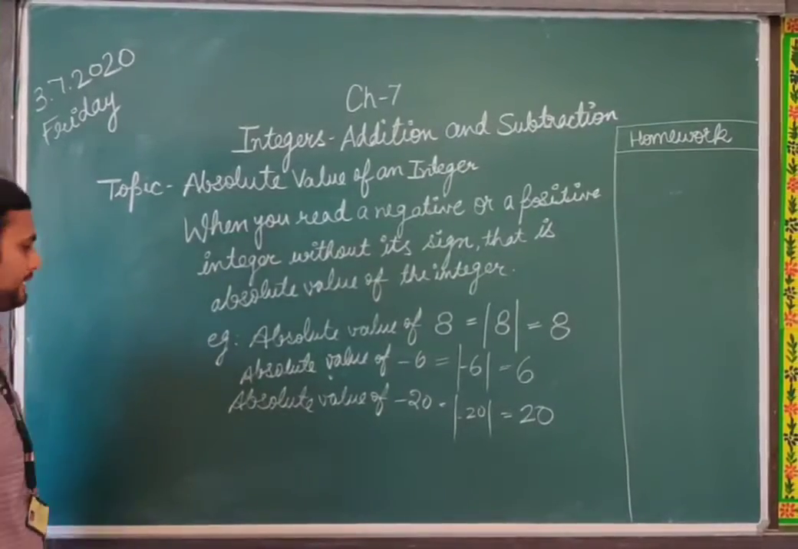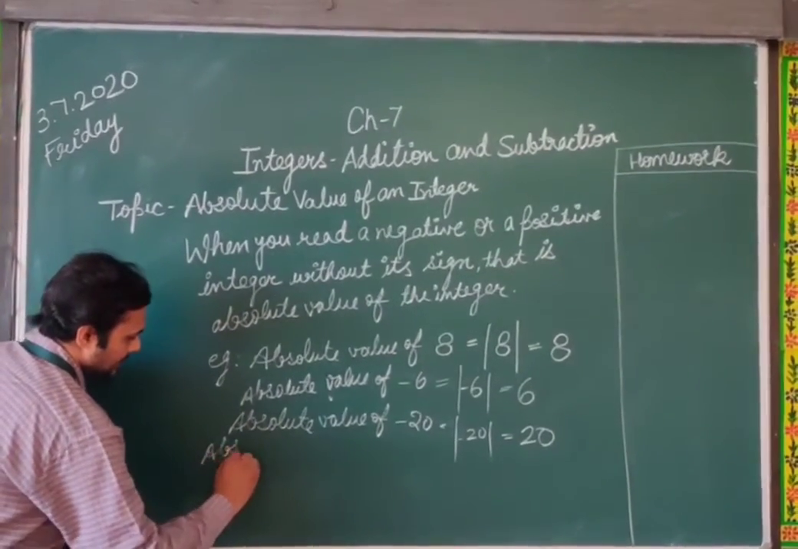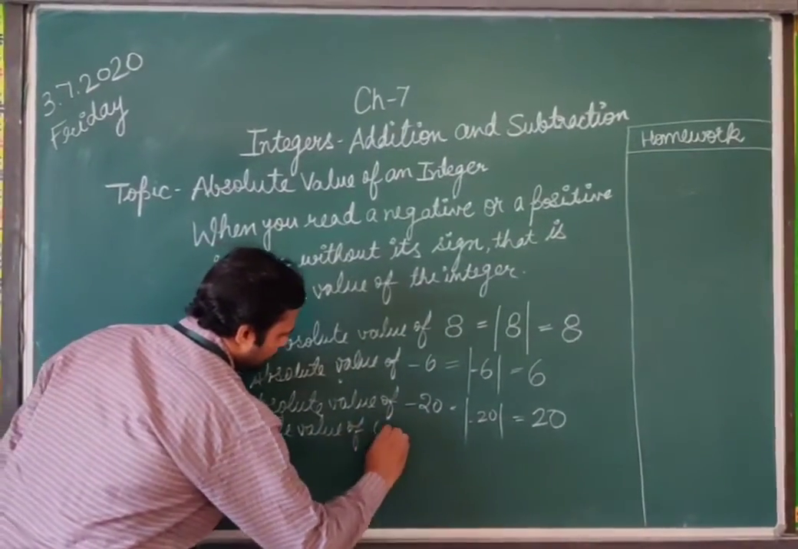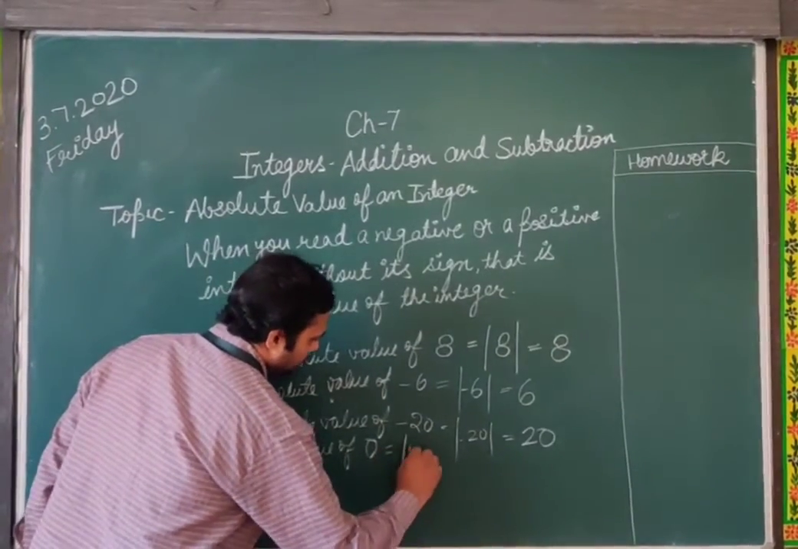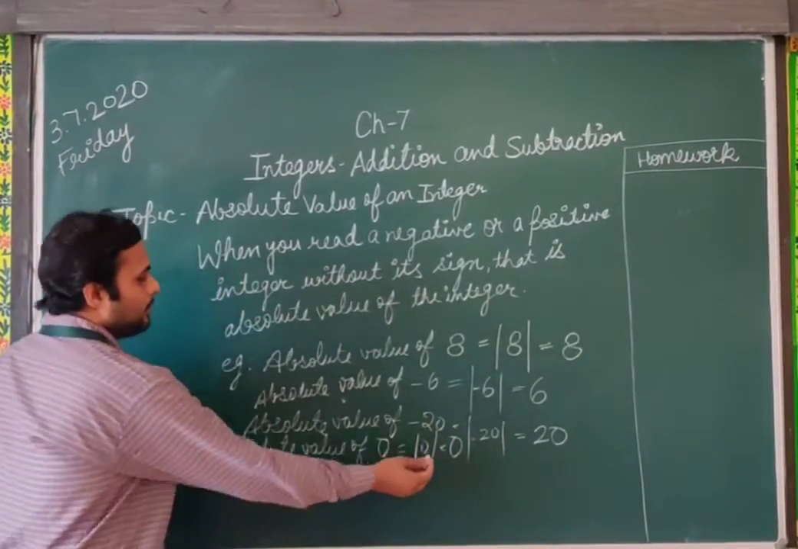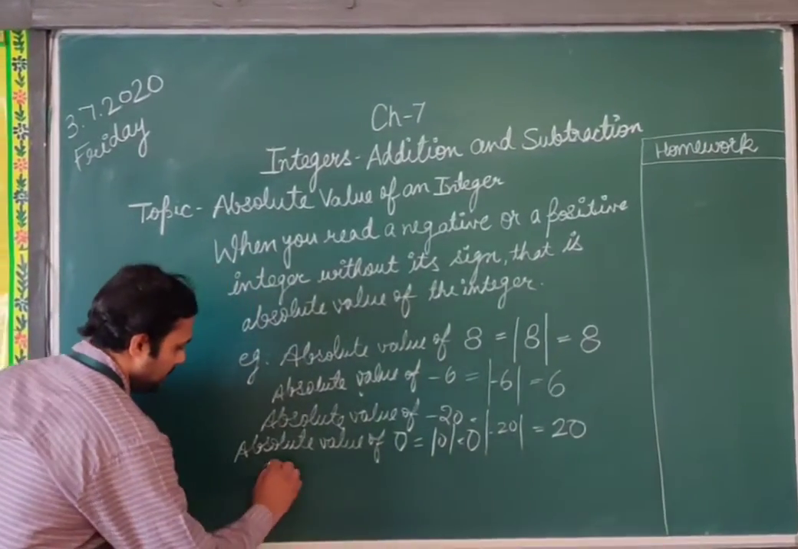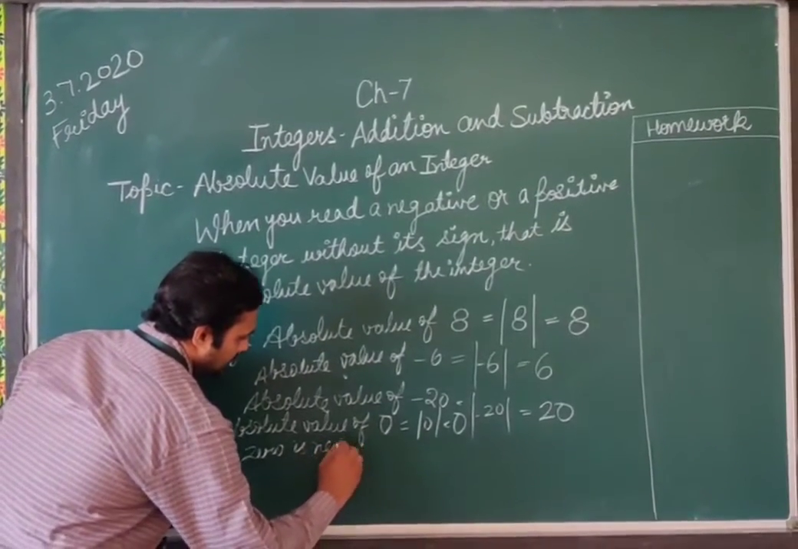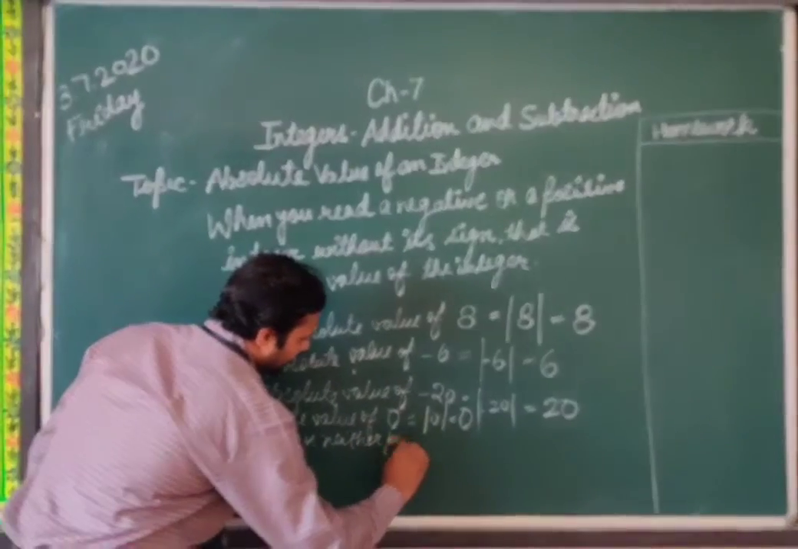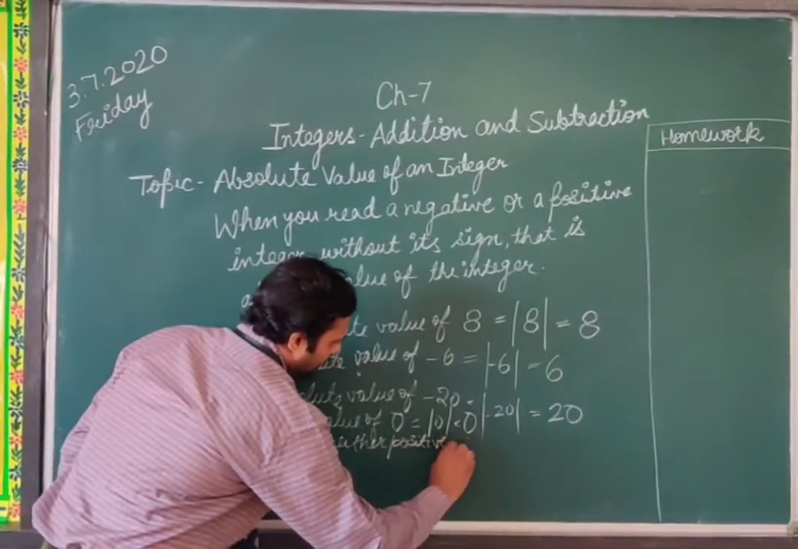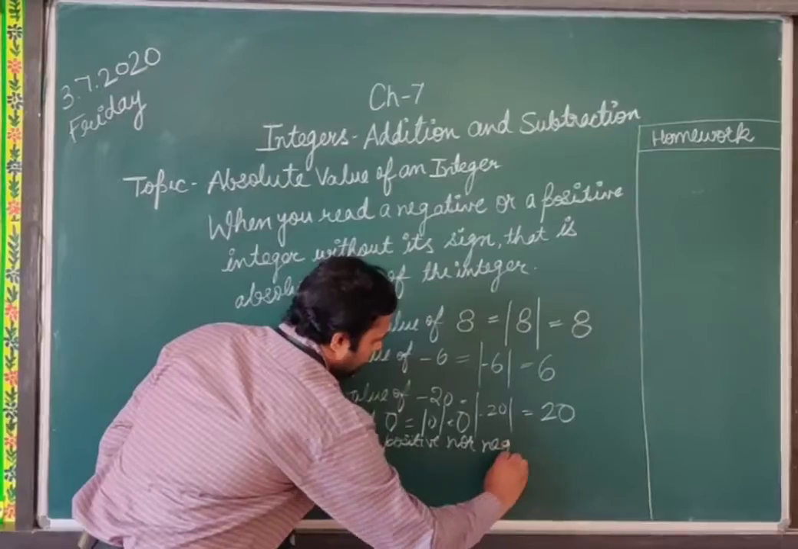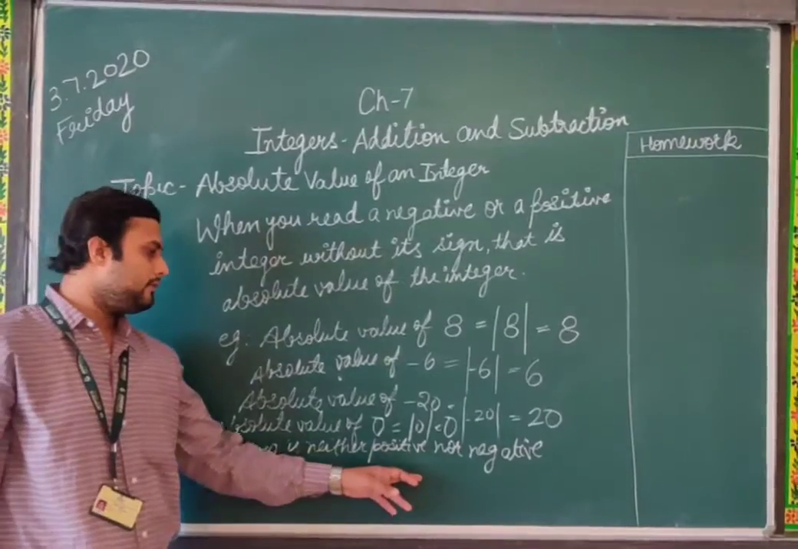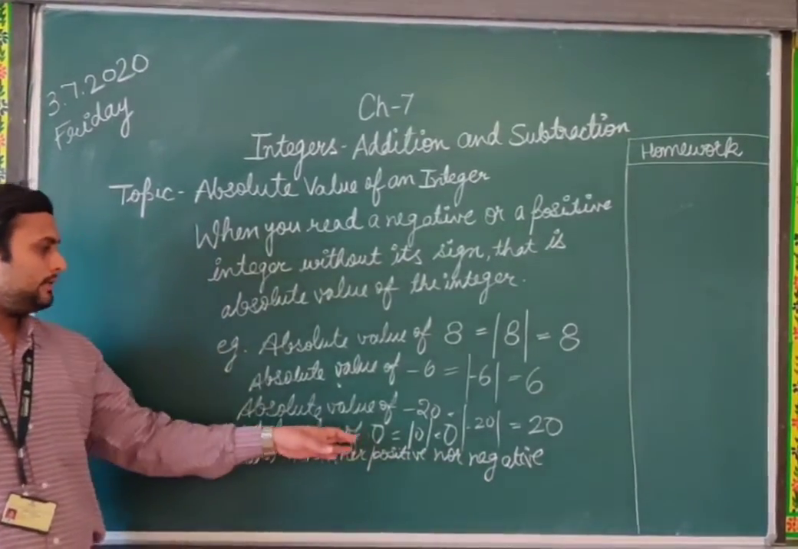Now the most important thing is absolute value of 0. So how can we read it? You put it in like this and it will be the same, because 0 is neither positive nor negative. Its value remains as it is.